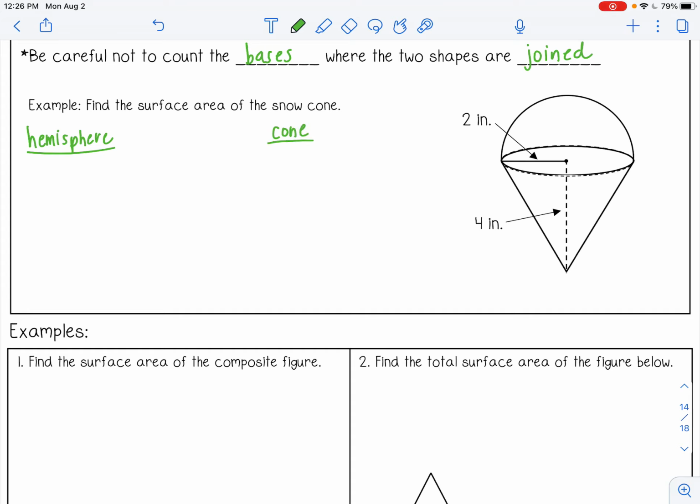But what you don't want to count is this space here where they're joined, because that's not part of the surface, part of the outside that you could touch. We have the cone on bottom and the sphere on top, but you can't actually touch that middle part. So that's not going to be part of the total surface area.